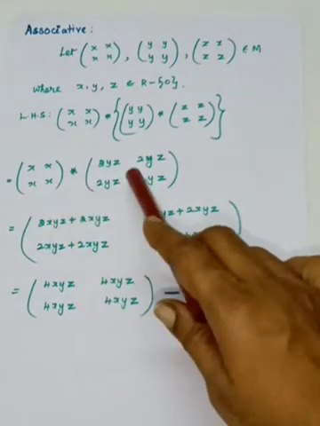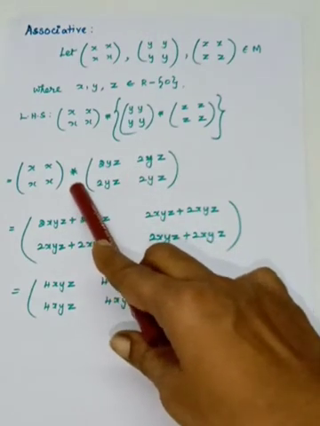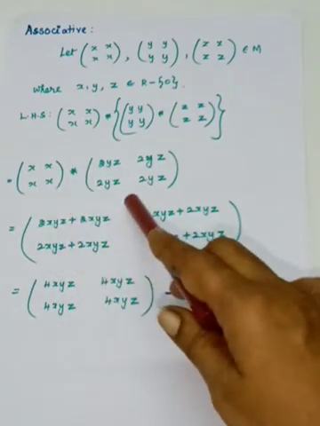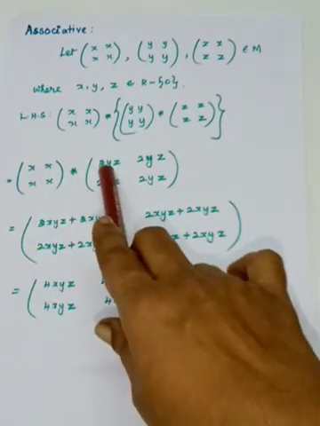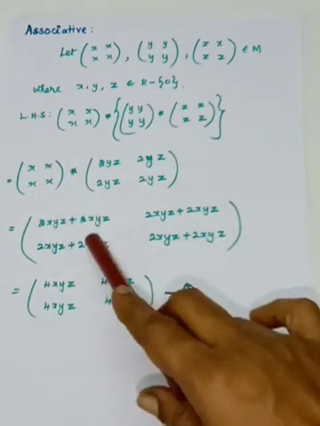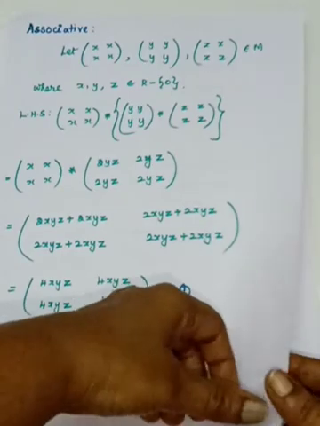Now we have to multiply these two. Why do we have to multiply? Because in between you have asterisk, and asterisk here in this problem is a matrix multiplication. So we have to multiply these two matrices. Take the first row and the first column: x into 2yz is 2xyz, plus x into 2yz, that is 2xyz. So if you multiply and add, you will get 4xyz, 4xyz, 4xyz and 4xyz. This is the answer for the left hand side for the associative property.